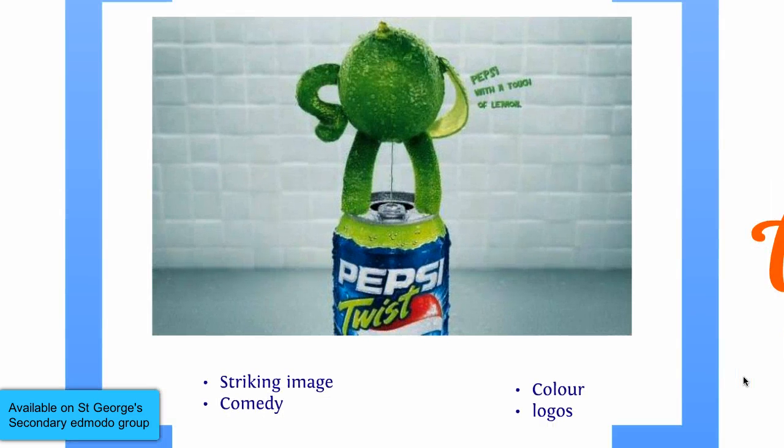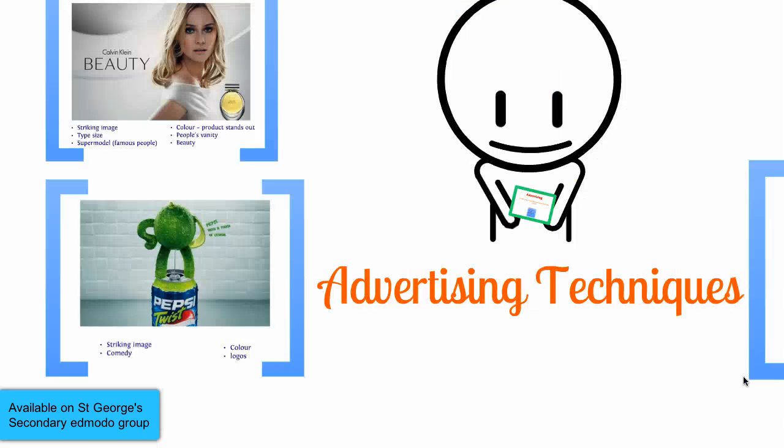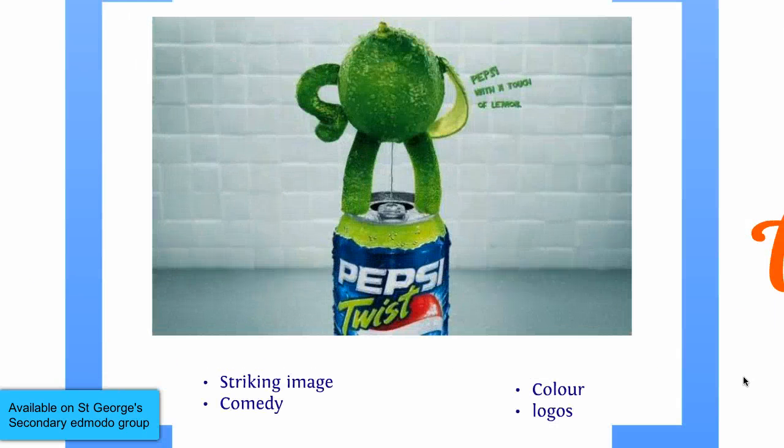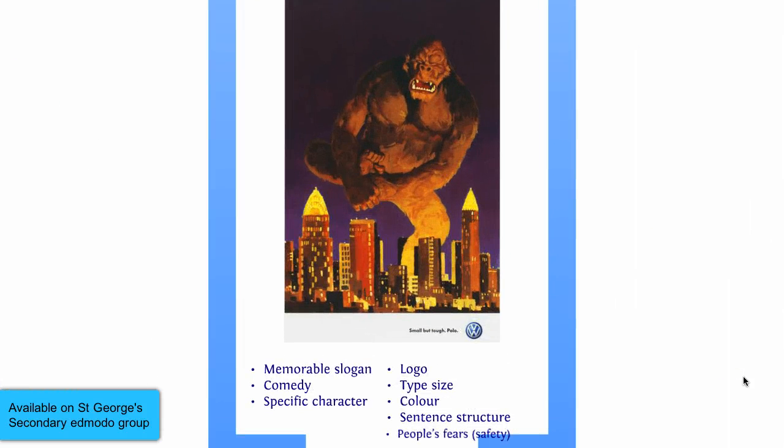Here you've got the Pepsi Twist advert. I'll go back to it. You've got a striking image, you've got comedy, you've got colour, obviously the colour of the lime, and logos as well. And finally, you've got here a memorable slogan. It says small but tough. There's comedy, a specific character that everybody knows, the logo of Volkswagen there, the type size is purposely small, makes you have to look at it. The colours used, the sentence structure as well, and it's playing on people's fears that people want to be safe in their cars.